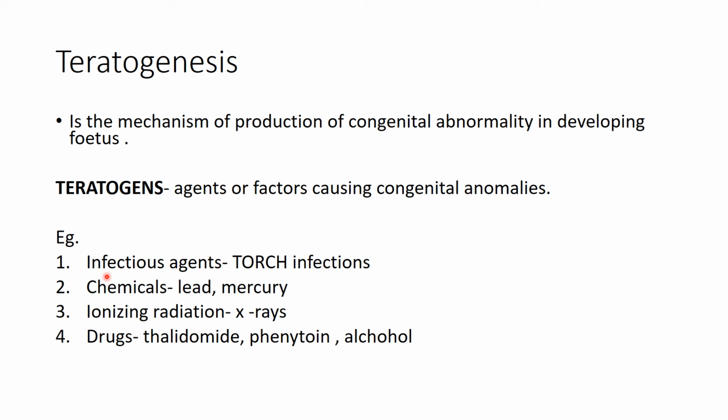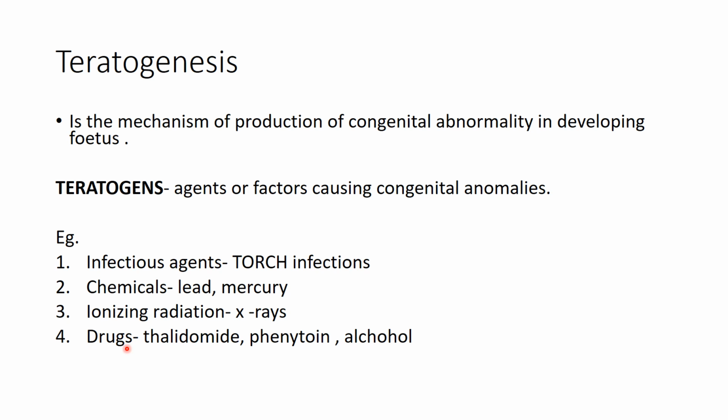For example, some of the infectious agents that can cause congenital anomalies, like we have seen with congenital cataract, are the TORCH group of infections. The organisms are toxoplasmosis, rubella, cytomegalovirus, and herpes infection. Some females during pregnancy may also be exposed if they work in factories that deal with chemicals like mercury and lead. They also have a tendency of their kids being born with congenital anomalies. Suppose a pregnant female gets an X-ray done, which is ionizing radiation, then it may impact the baby that is developing in the womb of the mother.